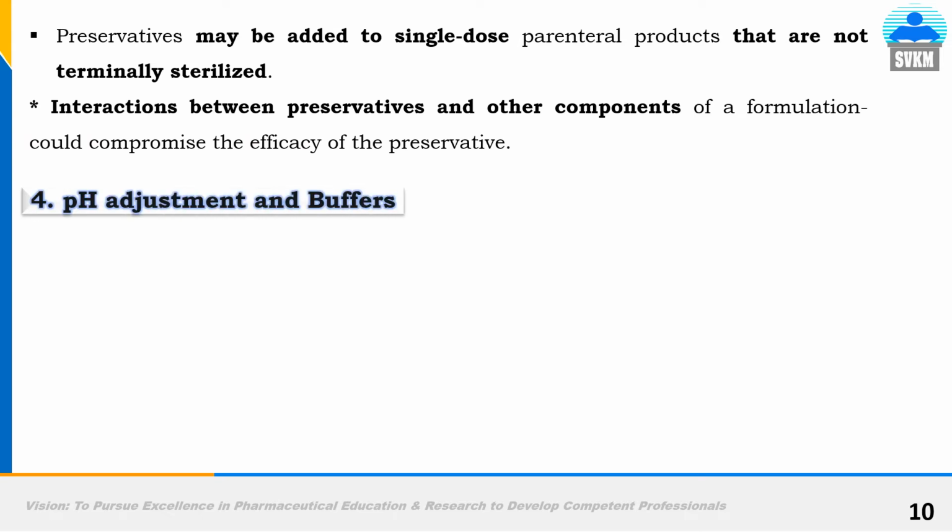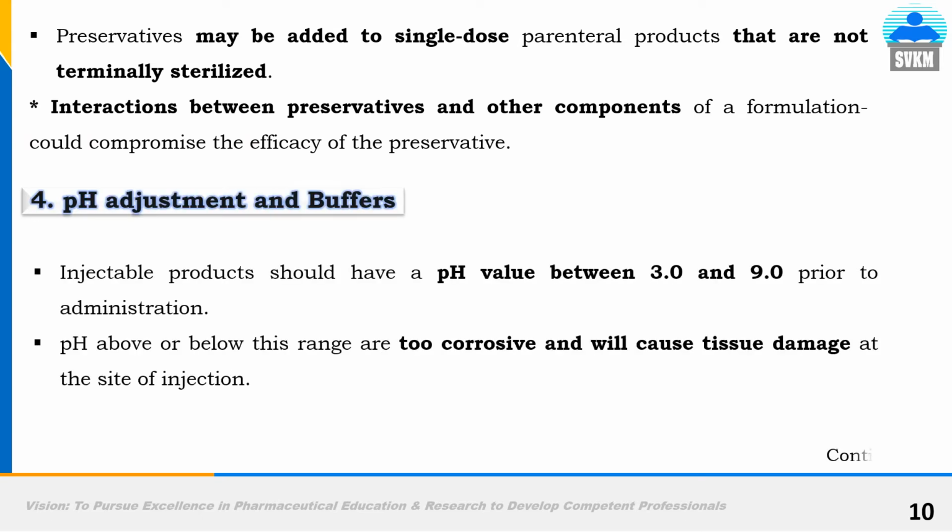Preservatives may be added to single dose parenteral products also, which are not terminally sterilized. However, we need to consider interactions between these preservatives and other components of the formulation, because that may compromise the efficacy of the preservative. The next category of additives is the pH adjusting agents and the buffers.